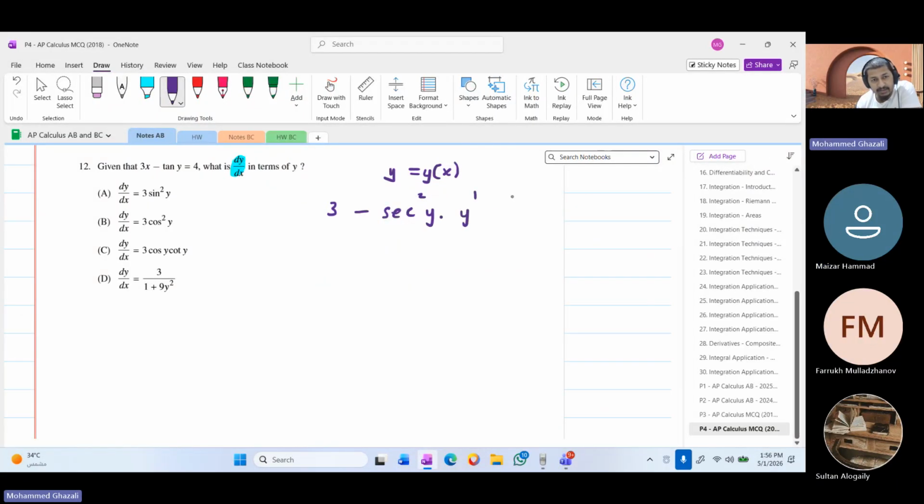Sec squared y times y prime equals the derivative of 4, which is 0. So what's y prime? y prime is -3 divided by sec squared y. But sec is 1 over cos, the reciprocal, so it becomes -3 cos squared y. That's it. B.